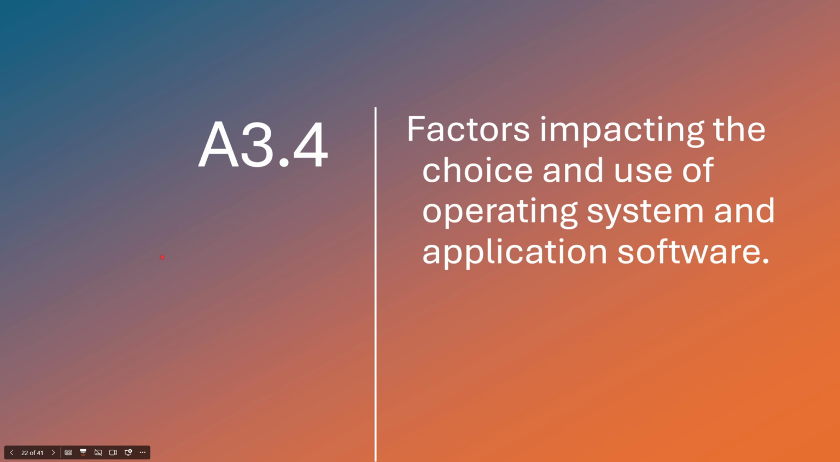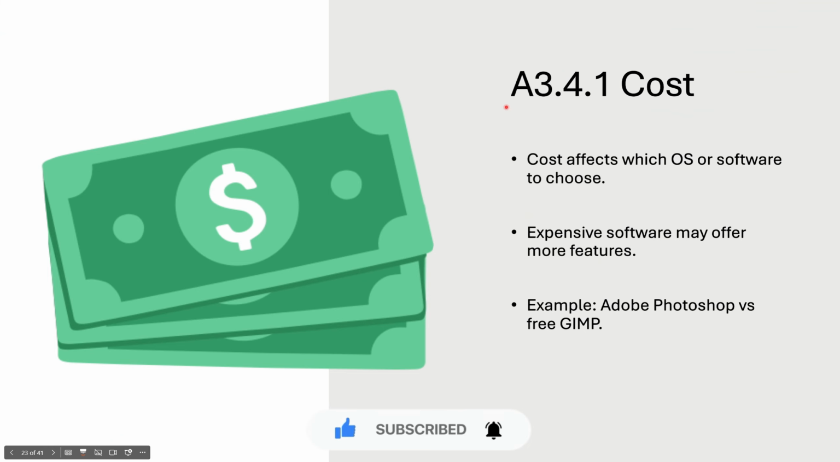Welcome back. We're on A3.4 now, and these are factors impacting the choice and use of operating system and application software. Simply put, we need to decide why we're choosing this system or this piece of software. It could be speed, it could be cost, it could be any other factor. And here we go. The cost will affect which operating system or software you choose.